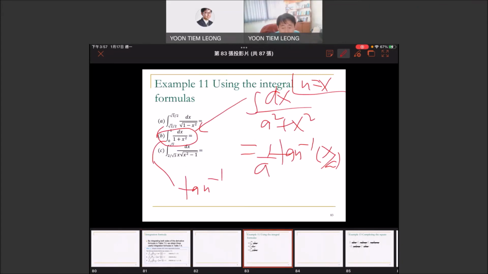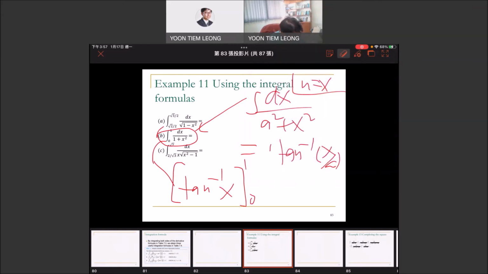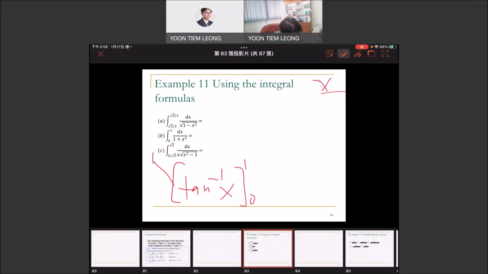So the a is just 1, obviously, and it's just arctangent, and then you have to evaluate the arctangent at 0 and 1. Then again, it is up to you how to work out the values of the limit at these 2 points. So do you know what is the value of arctangent of 1? So this is just equal to arctangent of 1 minus arctangent of 0.